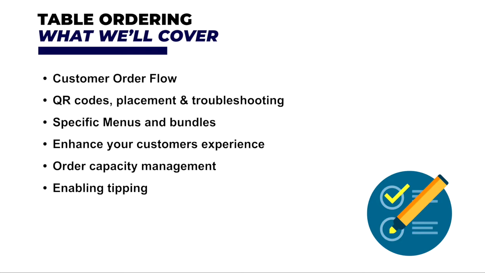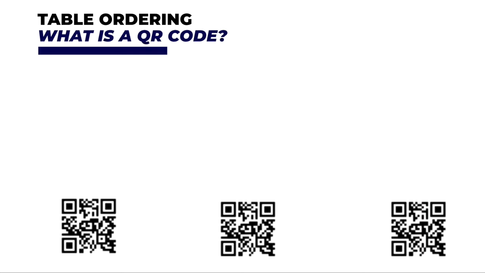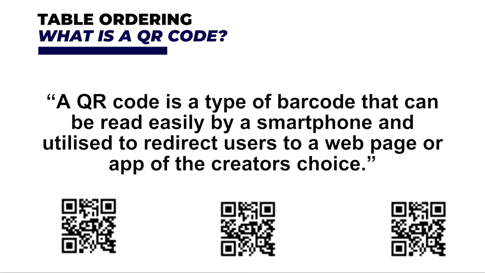But first, let's start with the basics. What is a QR code? A QR code is a type of barcode that can be read easily by a smartphone and utilized to redirect users to a web page or app of the creator's choosing.